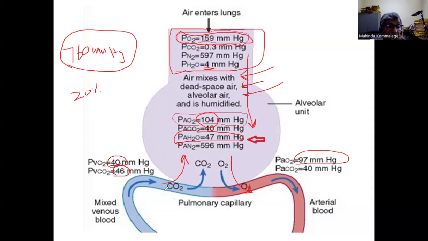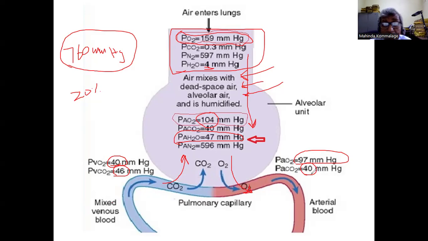And so this carbon dioxide will diffuse out. Here the partial pressure of carbon dioxide is 40, and this is 46. And in the pulmonary vein, the partial pressure is 40. So here 46, it will be 40 here. Right?